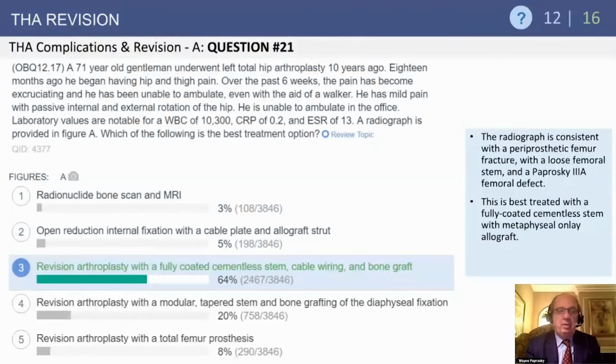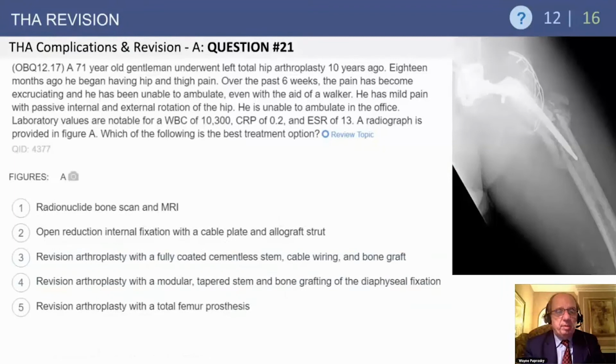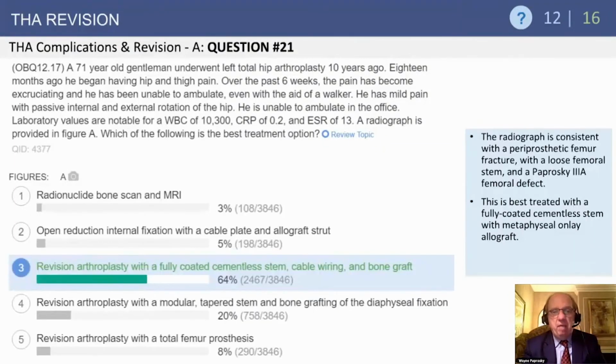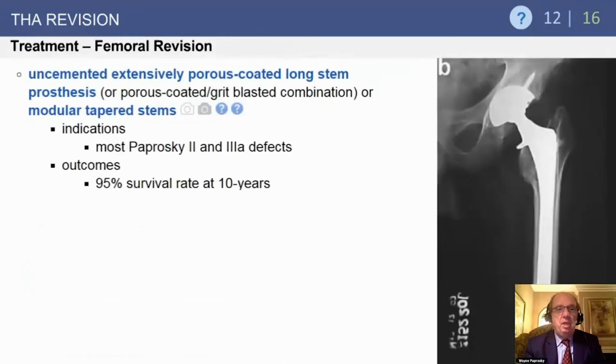but we could use a modular tapered stem in this particular situation. Still, in this type of 3A, we're still able to get away with, as I mentioned before, greater than 4 centimeters of isthmus, which we can see here, we definitely have. Then a cylindrical stem is good, and we can use onlay grafts in the metaphysis.